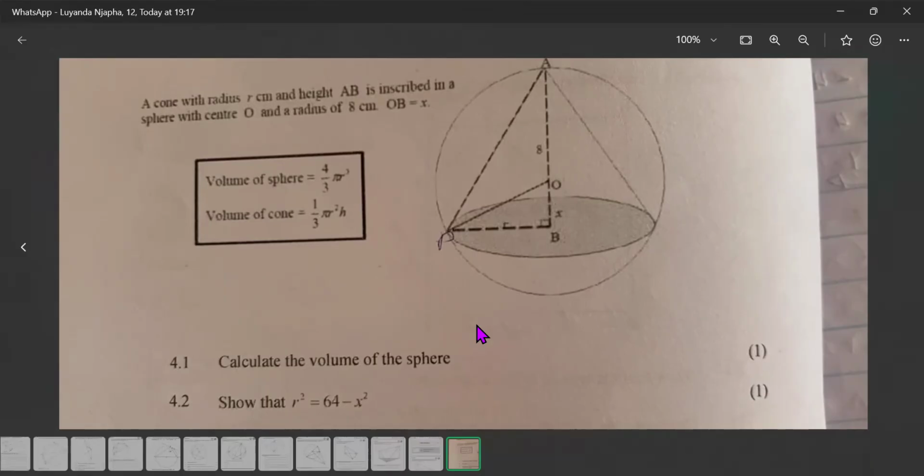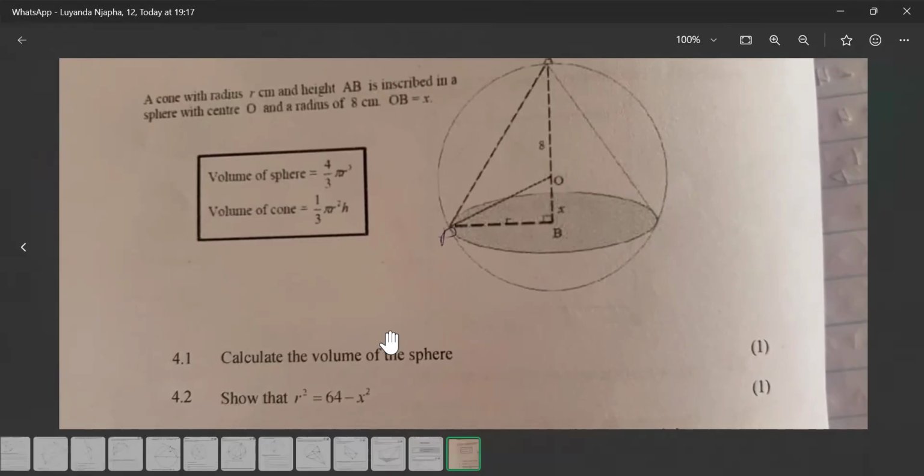Do you know the meaning of the word inscribe, sir? I think it's placed in that sphere. But how is it placed? Is it just placed randomly? It's placed so that it fits, touching all the corners. Yes, the vertices are exactly on that circumference.